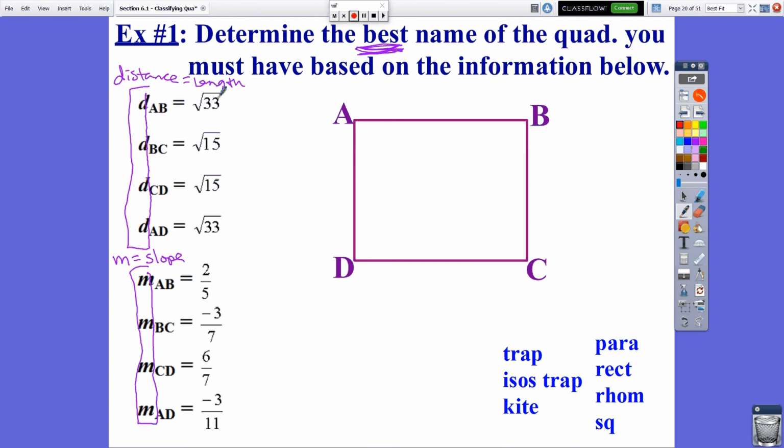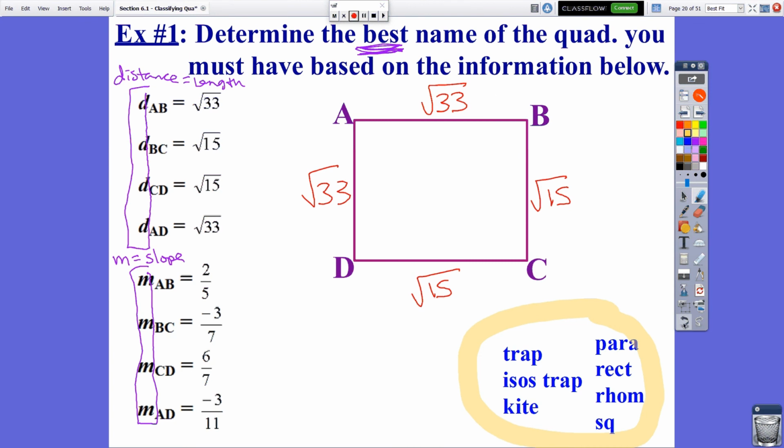So first, let's look at all 4 sides here. I'm going to label the four sides with their length. So here's side AB, this is square root of 33. Side BC, over here, root 15. CD, root 15. And AD, root 33. Now, we're going to explore both ideas of lengths and slopes, but I would prefer doing them one at a time. So here are my 7 unique quadrilaterals, if you will. We've got trapezoids, isosceles trapezoids, kites, parallelograms, rectangles, rhombuses, and squares.